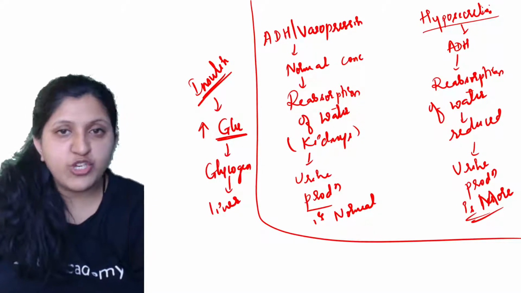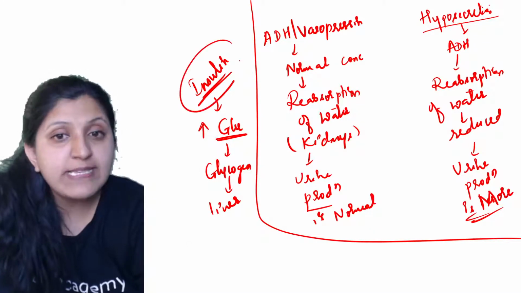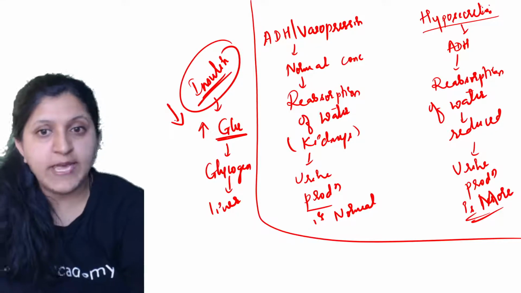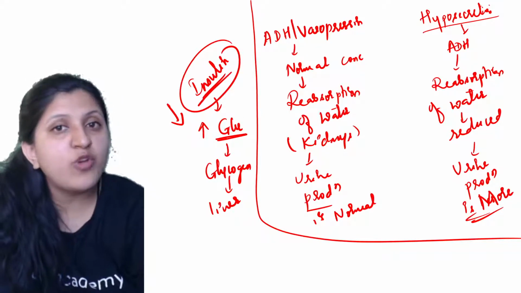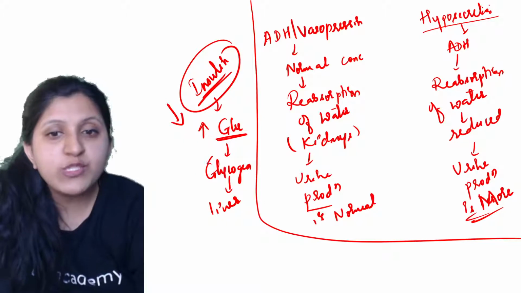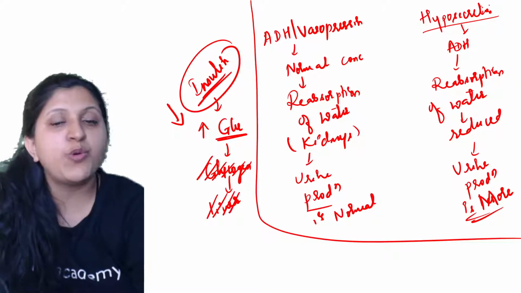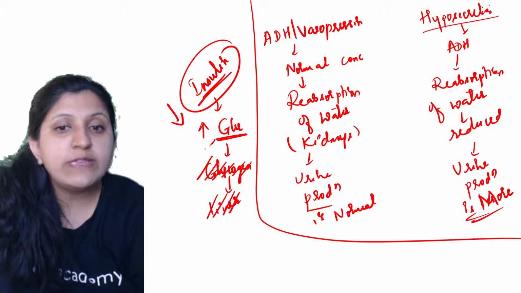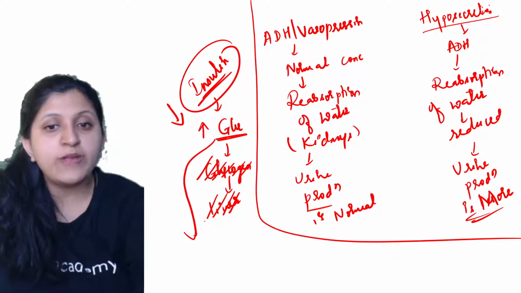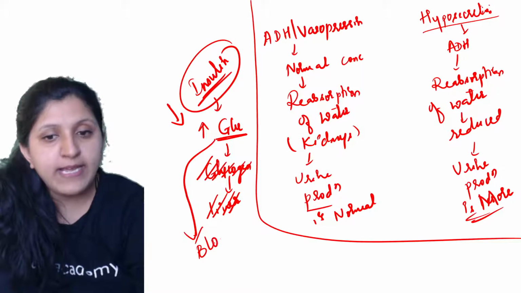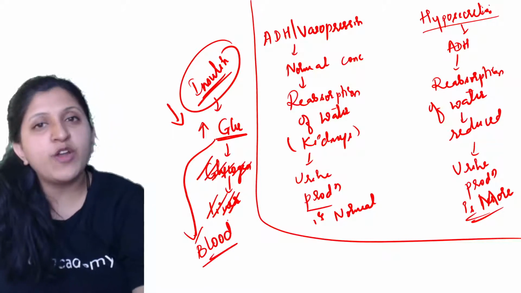So this is the function of insulin. But if less insulin is secreted, the increased amount of glucose is not converted into glycogen, nor is it stored in the liver. So this excess glucose will stay in the blood itself. From the blood it is not going anywhere.